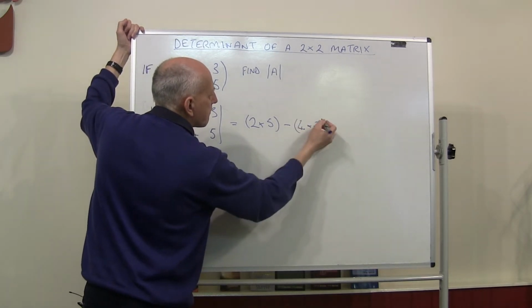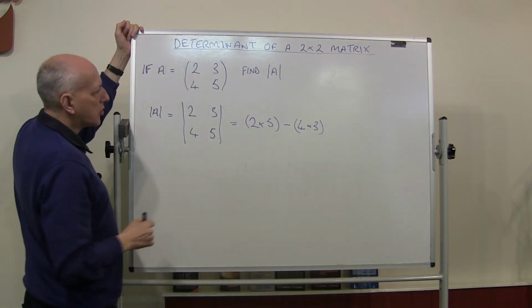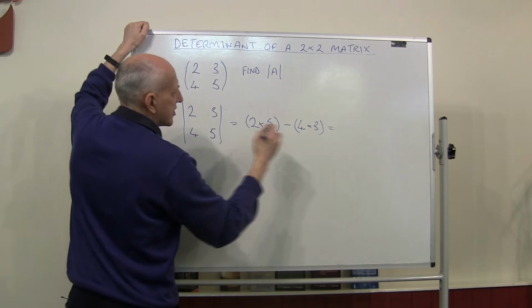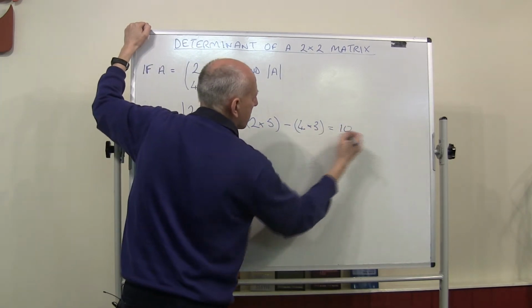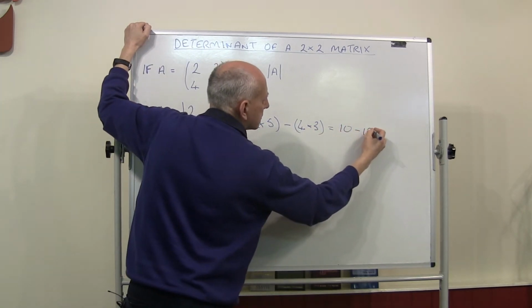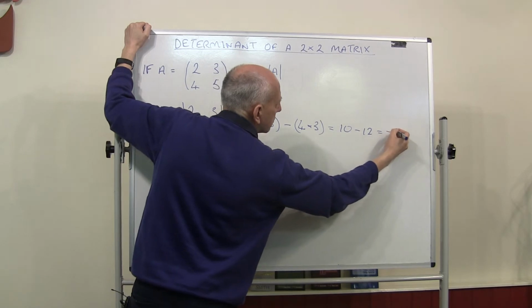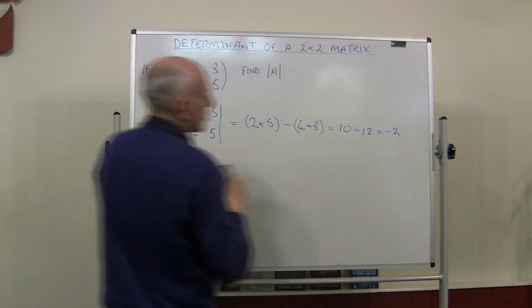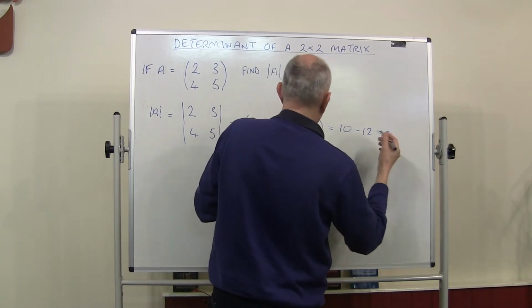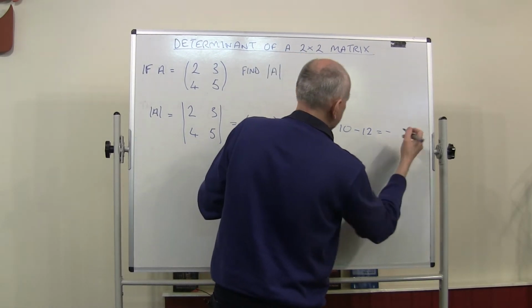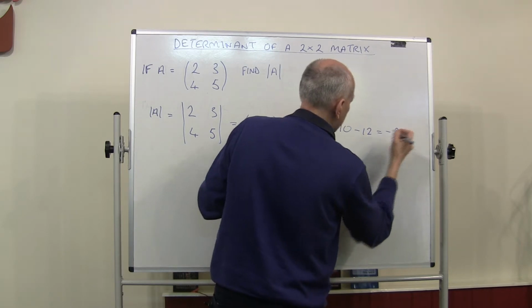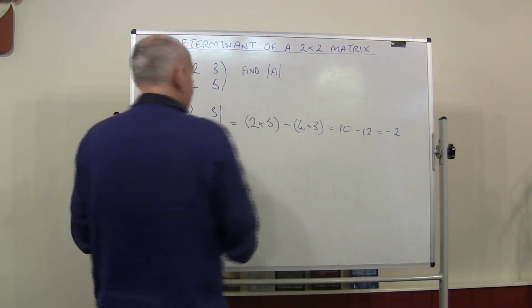Okay? So that's obviously 10 minus 12. So minus 2. Okay? 3 fours are 12, yeah. 10 minus 12, minus 2. Okay? So that's all there is to it.